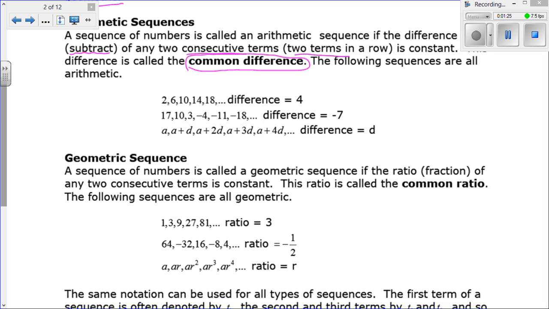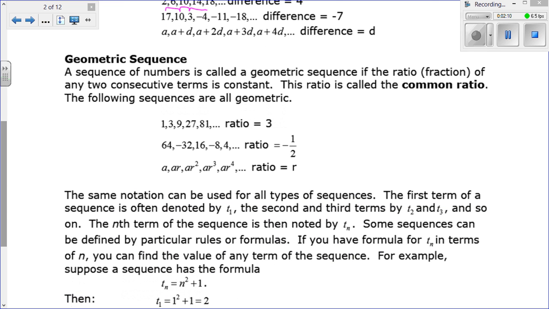So if I have 2, 6, 10, 14, 18, my common difference is 4 because the difference between 6 and 2 is 4, and 10 and 6 is 4, and 14 and 10 is 4, and 18 and 14 is 4. 17, 10, 3, negative 4, negative 11, negative 18, my common difference is negative 7 because 10 minus 17 is negative 7, 3 minus 10 is negative 7, negative 4 minus 3 is negative 7, and so on. My last one, I have a plus d, a plus 2d, a plus 3d, a plus 4d. My common difference is d, because I just keep adding one more d to everything to get my next term.